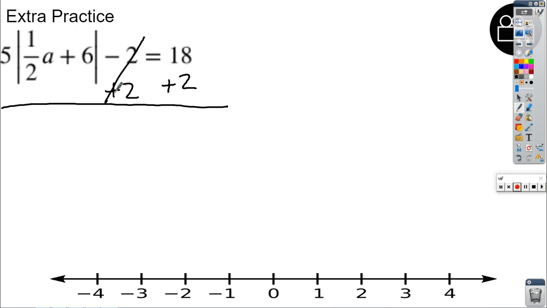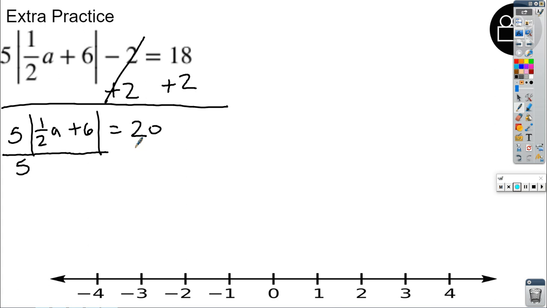These are going to cancel. 5 absolute value of 1/2 a plus 6 equals 18 plus 2. Now I have 20. Now I'm going to divide by 5 to get rid of it here. Now, the absolute value of 1/2 a plus 6 equals 4.